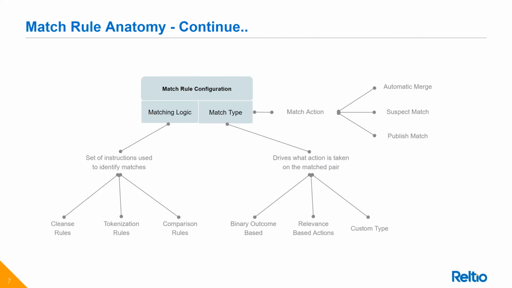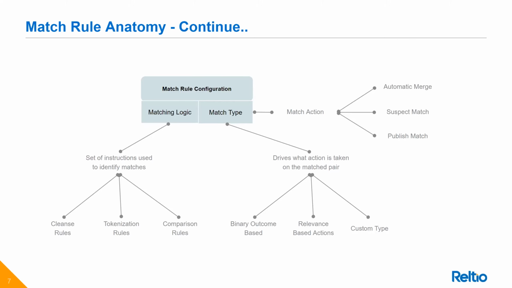So that's a binary outcome. There is no gray area there. Relevance-based action basically gives you the gray area in addition to the true or false. So basically it gives you a score between a record that you're evaluating for a match, and you can decide whether that score is good enough for automatic merge or for suspect merge or something else, right?